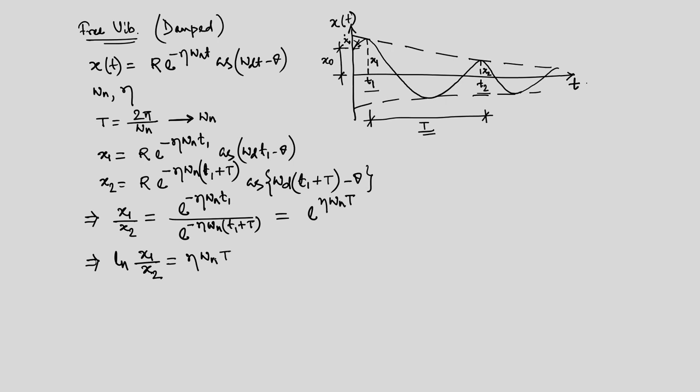Now, I will slightly modify this notation because in reality, when we have damped free vibration, the time period that we get is Td, not exactly T. So, this relation will be modified. We will have Td here, and the corresponding natural frequency will be omega d. From this relation we can find omega d, and we will find omega n in a minute. So, this relation: ln of x1 by x2 equals, on the right hand side, eta omega n Td.